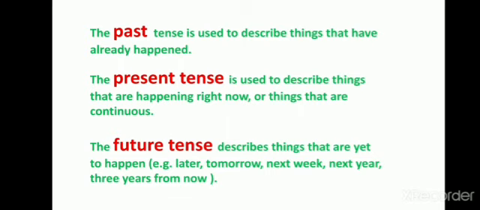Present tense. The present tense is used to describe things that are happening right now or things that are continuous. Future tense. The future tense describes things that are yet to happen. For example, later, tomorrow, next week, next year, 3 years from now, etc.